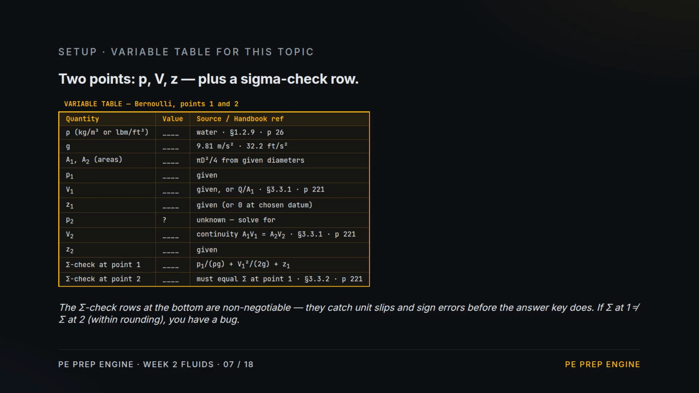Build the variable table. 2 columns of state, point 1 and point 2. Rows for pressure, velocity, and elevation. Above, a properties block, density, gravity, and the 2 areas. Below, the most important row, a sigma check. Sum the 3 head terms at each point. They must be equal. If not, a unit slipped or a sign flipped. Fix it before you answer.